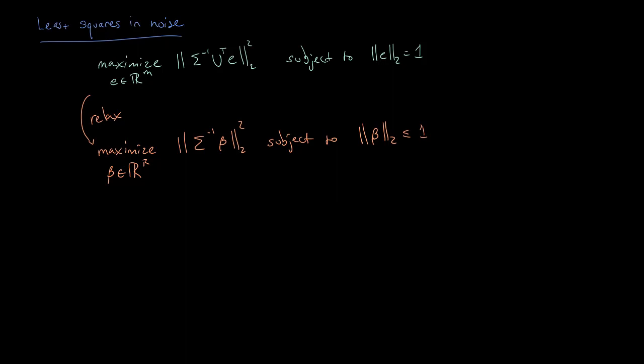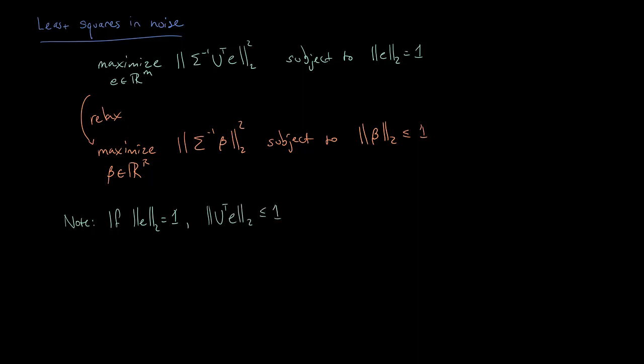But the other issue is the constraint. Before we said that E had norm 1, and now we're replacing U transpose E with some vector beta and saying that beta should have norm less than or equal to 1. But this is okay because it's actually not that hard to show that if the L2 norm of E is equal to 1, then the L2 norm of U transpose E has to be less than or equal to 1.